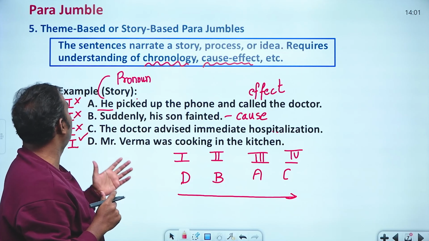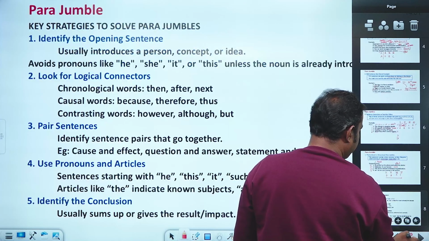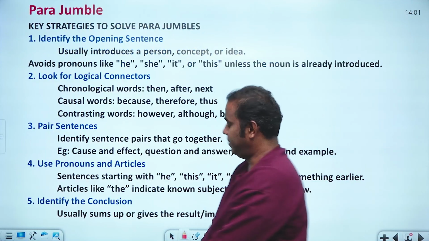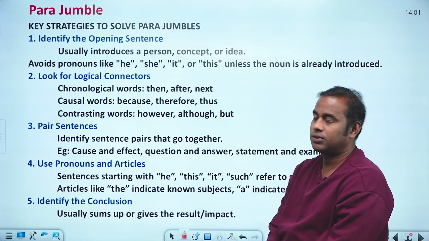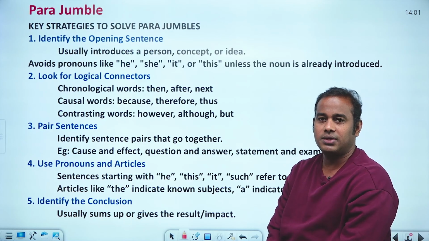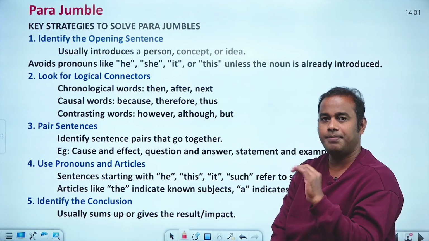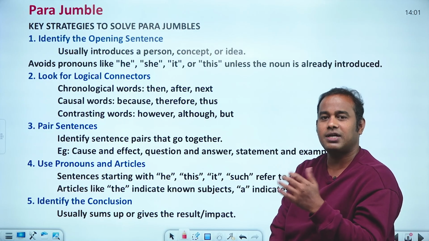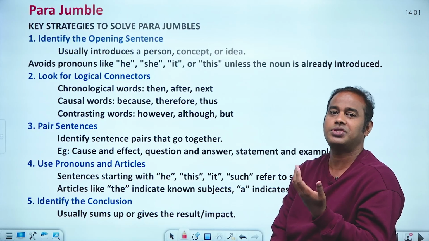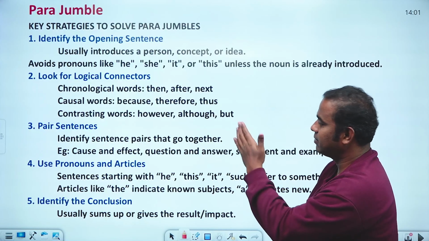So this is another model here in case of a para jumble. If you look at these para jumbles, what are the key strategies? Strategies means basically how to start the sentence. You are not doing something like English grammar, more of thinking, but instead you are identifying the theme. For this theme, generally there is some logic to follow.